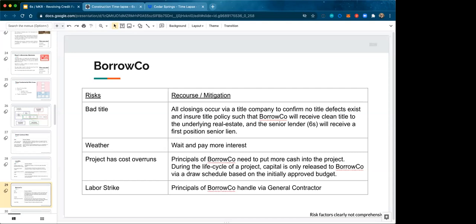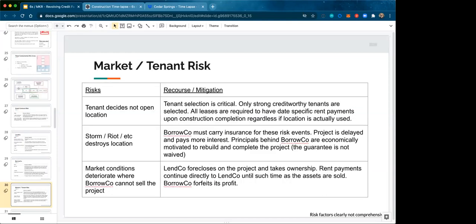BorrowCo is exposed to operational risks. If there's weather, what happens? Weather delays. Well, they have to wait, but they ultimately pay more interest. If there are overruns, the principals of BorrowCo end up having to inject more cash. They make nothing until the project is divested. Similarly with a labor strike, they have to deal with the general contractor. Now, all of those pieces we can mitigate.